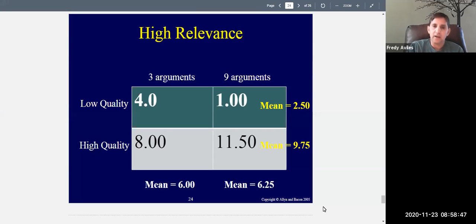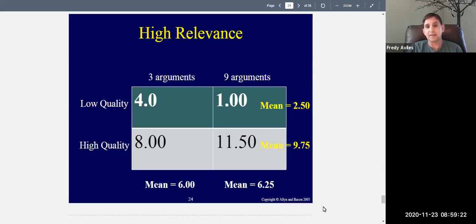Look at argument length. Look at 3 arguments versus 9 arguments, or length of the message. 3 arguments is shorter than 9 arguments. So the average for 3 arguments is 6, and the average for 9 arguments is 6.25. The length of the argument, or the number of arguments, did not make a difference. There's no main effect of argument length. The averages, 6 and 6.25, are almost the same. There's no main effect there.